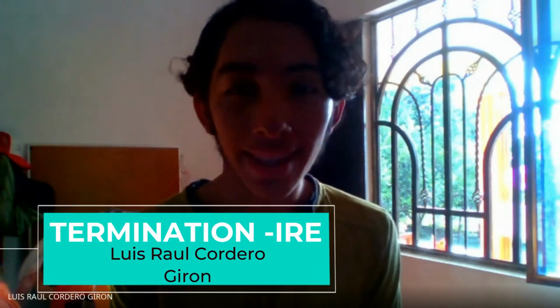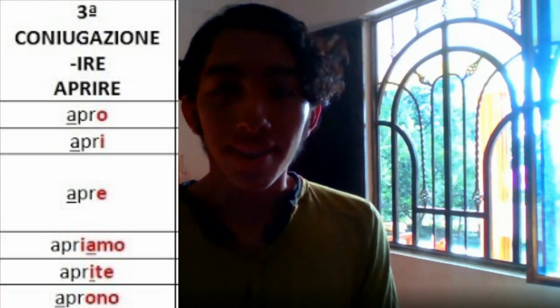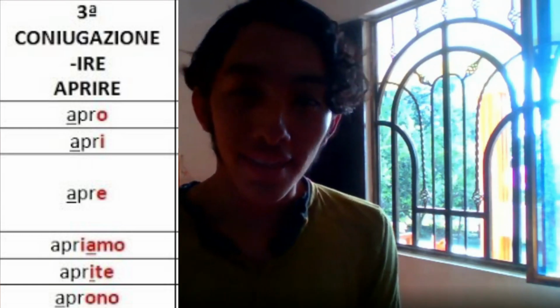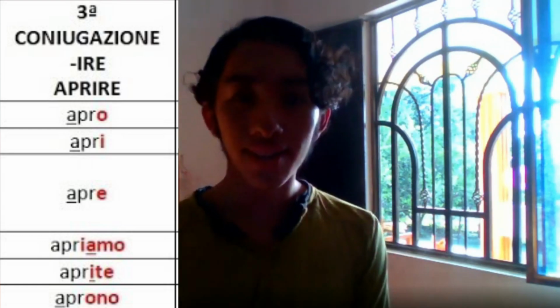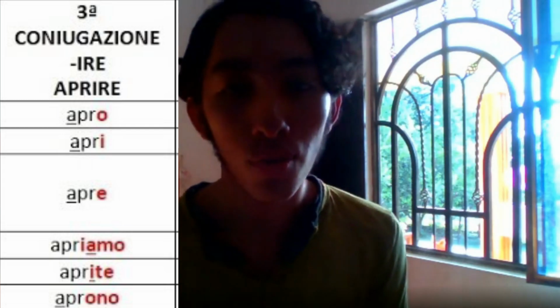Now I'm going to talk about the verbs with termination in -ire. For these verbs, we have two different ways of conjugation. There is the conjugation like the verb aprire and the conjugation like the verb finire. For the verbs like aprire, the conjugation is the next. We are going to erase the termination -ire, and we are going to add the next endings.